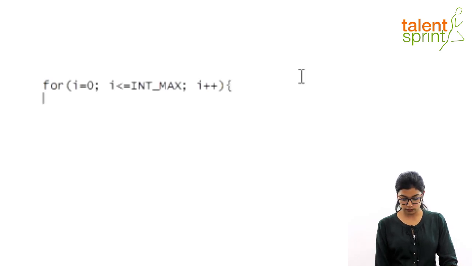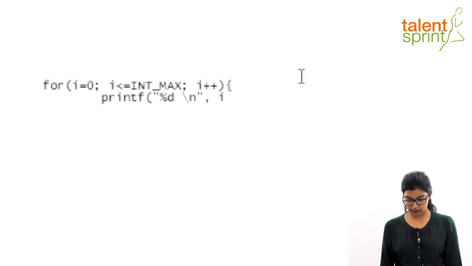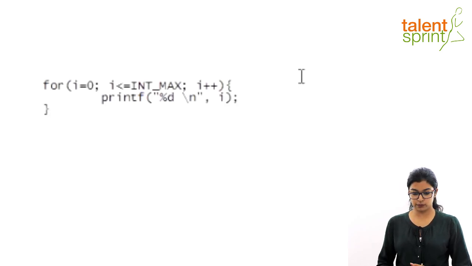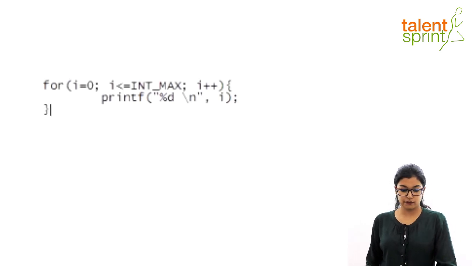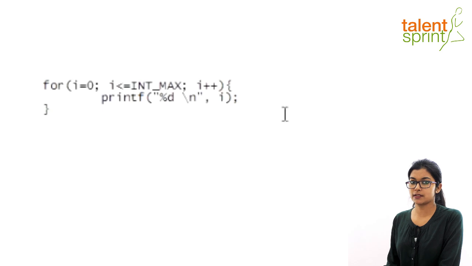Now inside this loop, what I am doing is printf("%d\n", i). Fairly simple. And we just close the loop. Very simple piece of code. I hope you can all see it. For i equals 0, i less than or equal to INT_MAX, i plus plus, printf %d newline i. So you have to print the value of i as long as the loop runs.